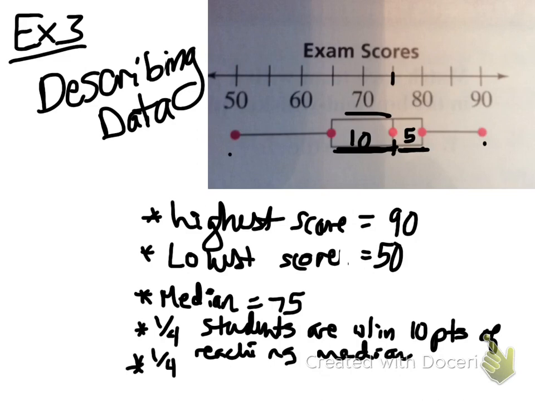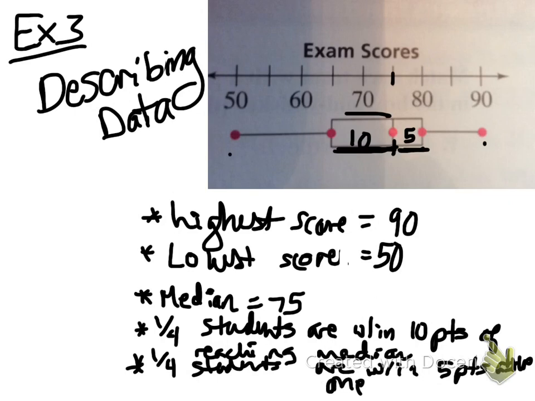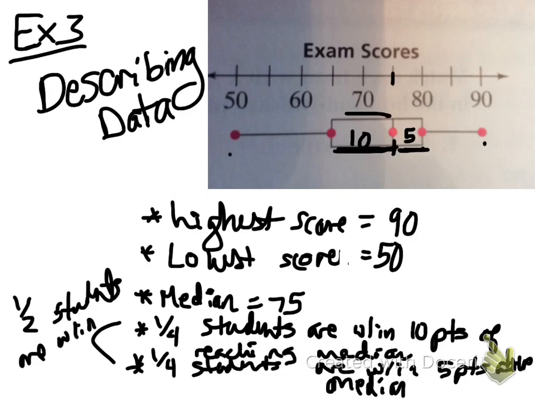and 1/4 of the students are within 5 points above the median. Together you could say that's 1/2 of the students are within 10 points of the median. You can lump that together and say a quarter and a quarter, that's a half, are within 10 points. That's pretty good.